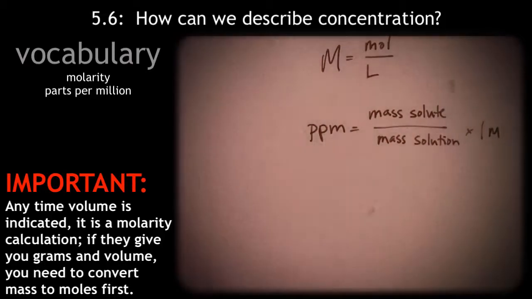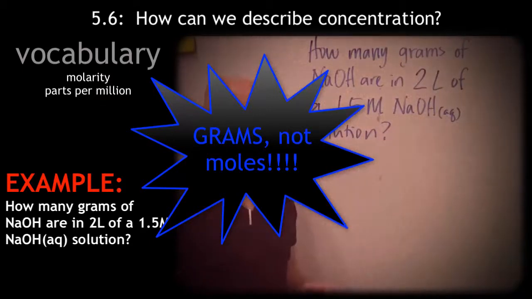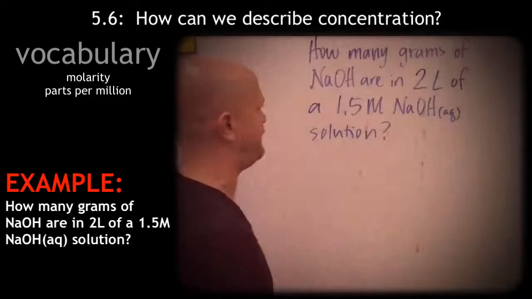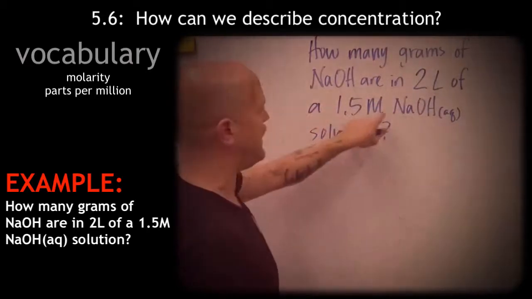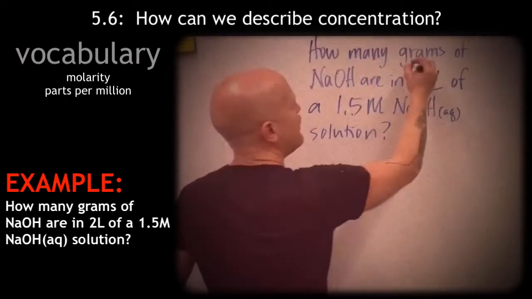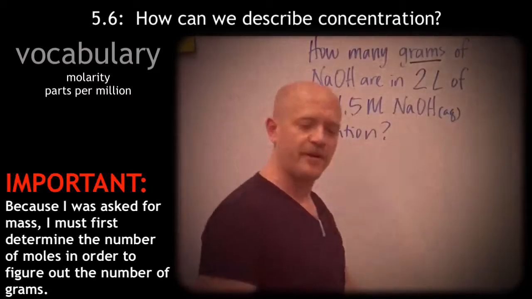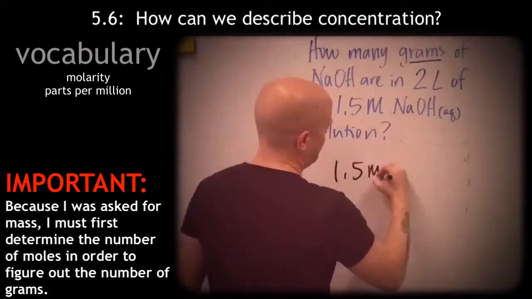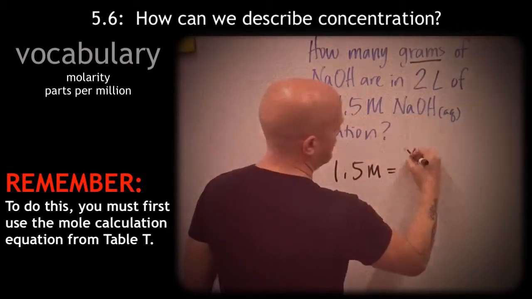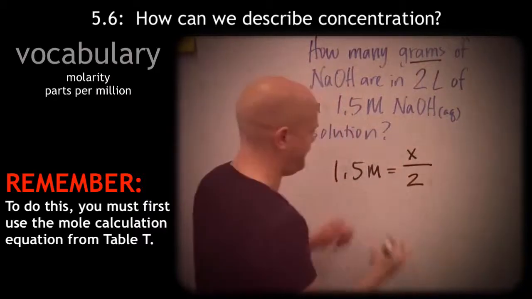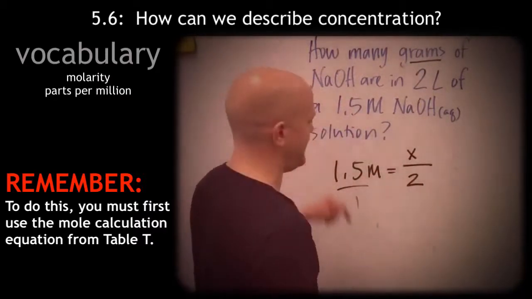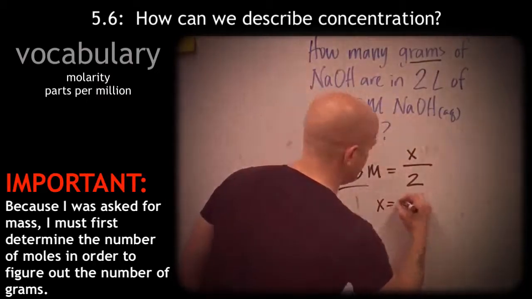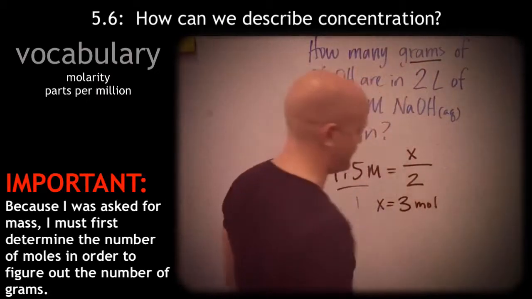Let's look at an example. All right, how many moles of sodium hydroxide are in 2 liters of a 1.5 molar sodium hydroxide aqueous solution? So what we have here is I have the molarity and I have the liters. I'm looking for grams. So I'm going to have to convert it to moles first and then to grams. So I'm going to write 1.5 molar equals, the number of moles is X over 2. Now I'm going to cross multiply and divide. 2 times 1.5 is 3. So X equals 3 moles.